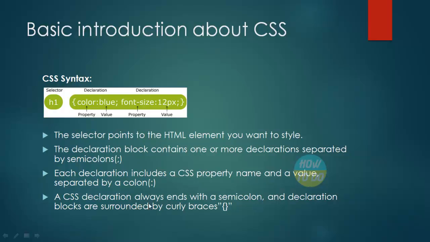A CSS declaration always ends with a semicolon, and declaration blocks are surrounded by curly brackets. So whenever you are writing CSS syntax, it should be in between curly brackets, and a CSS declaration will always end with a semicolon. So this is the semicolon with which you will end each and every declaration. This is the basic format of how CSS syntax looks.